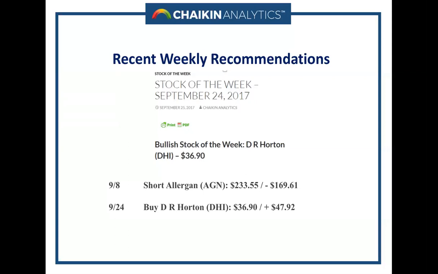pick my bullish or bearish stock of the week every Sunday. We're going to look at two examples. A short recommendation in Allergan Pharmaceutical on September 8th, with the stock at 233.55, ultimately bottomed out below 170. And a buy recommendation on 9/24 on DR Horton, a home builder stock, at 36.90, peaking at 47.92 and creating sort of a frosty atmosphere in the Chaikin household, and I'll tell you why.